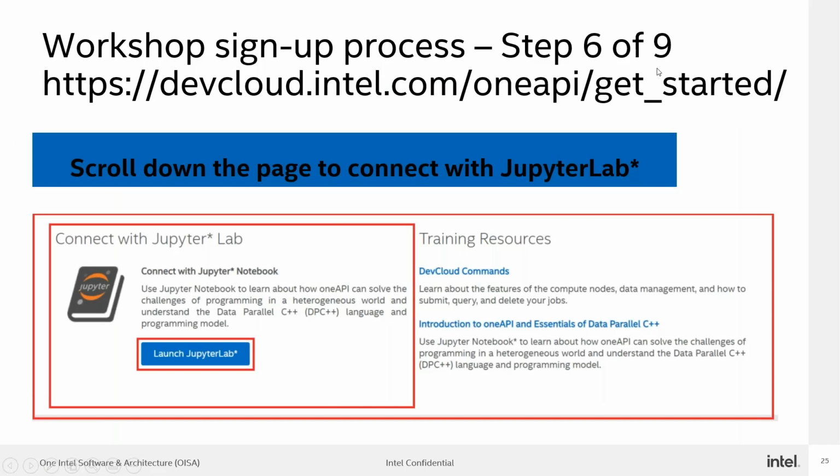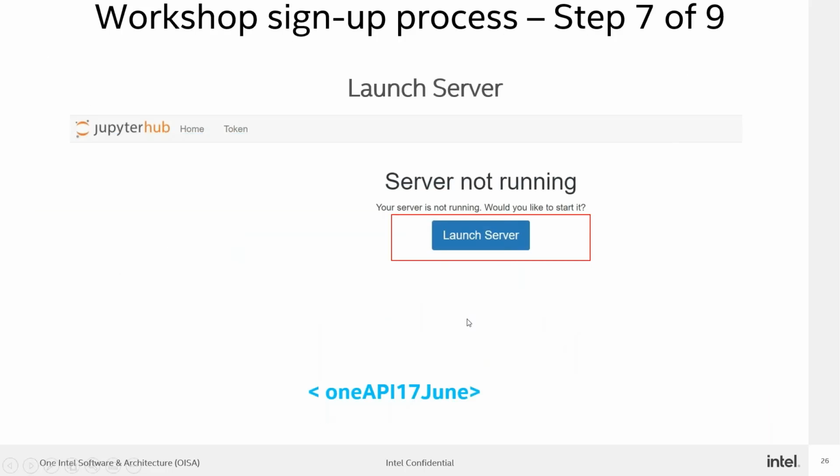Now once you're done, you get a link. All you do is go to that link and go to the bottom of the page, devcloud.intel.com, OneAPI get started. If you scroll down to the bottom of the page, you will see Launch JupyterLab. Click on that. If you are using DevCloud for the first time, or you logged into it a few days back, you will see that the server may not be running. So you click on launch server, and this will take you into DevCloud.